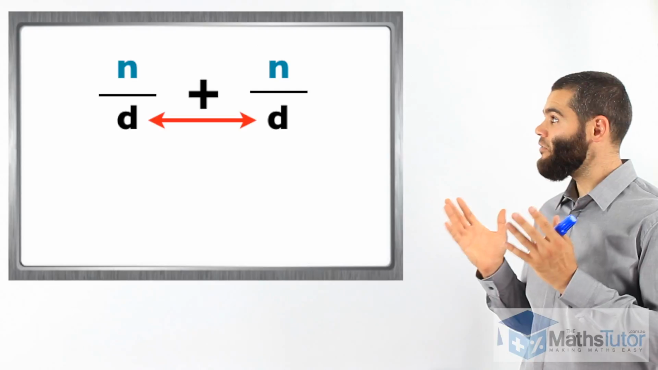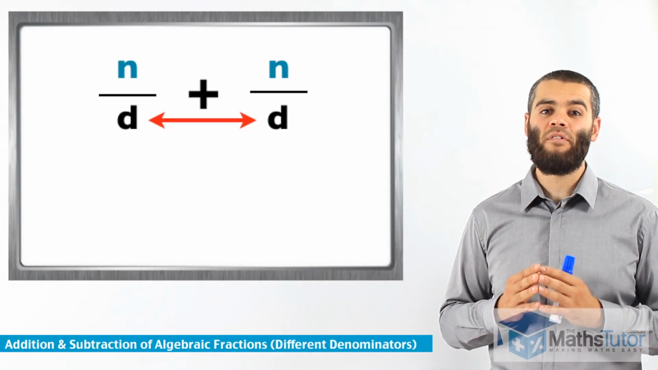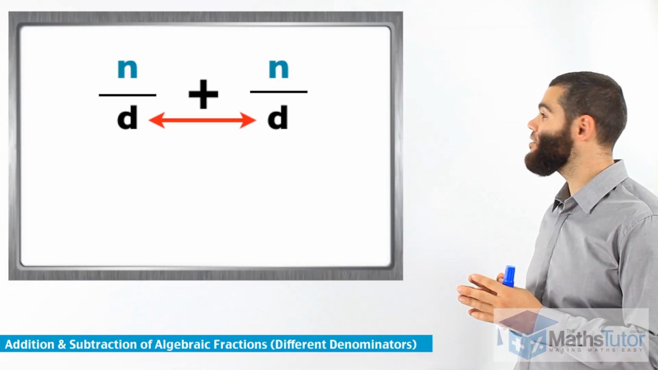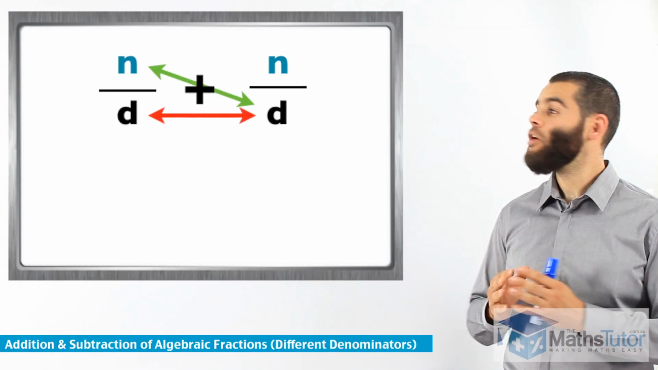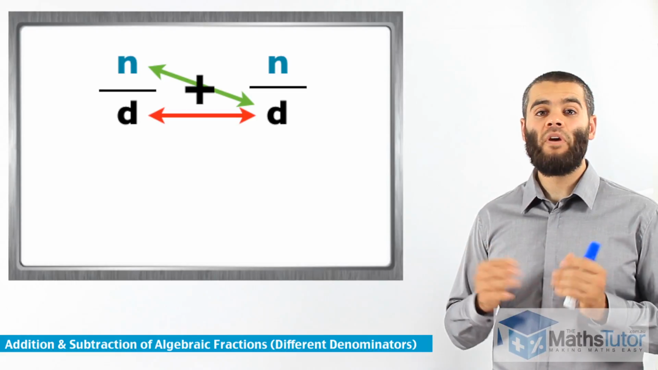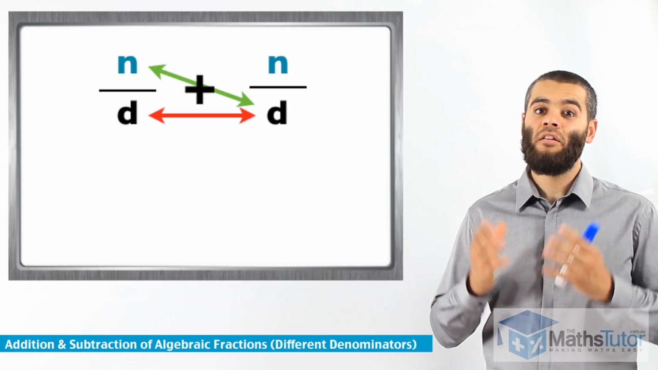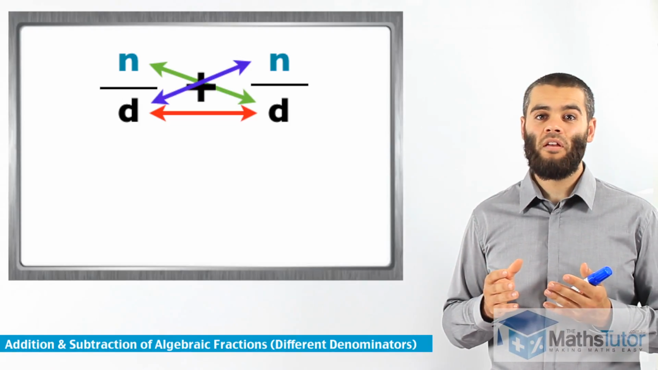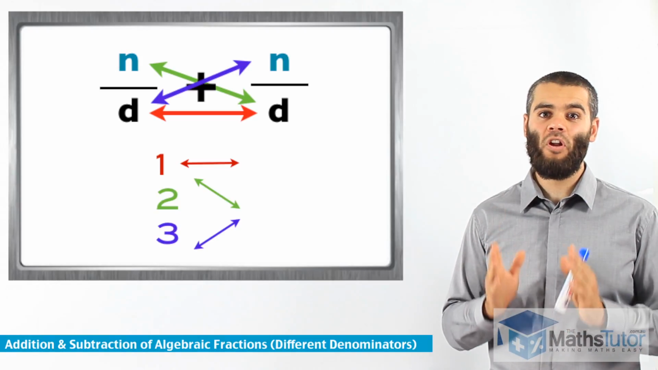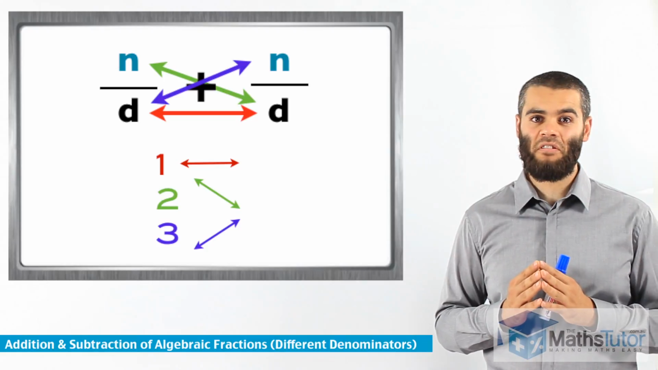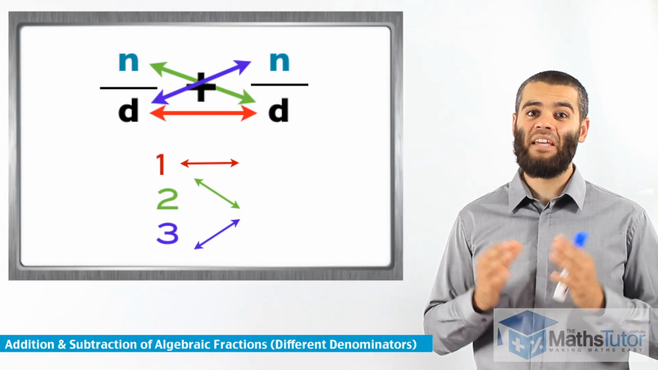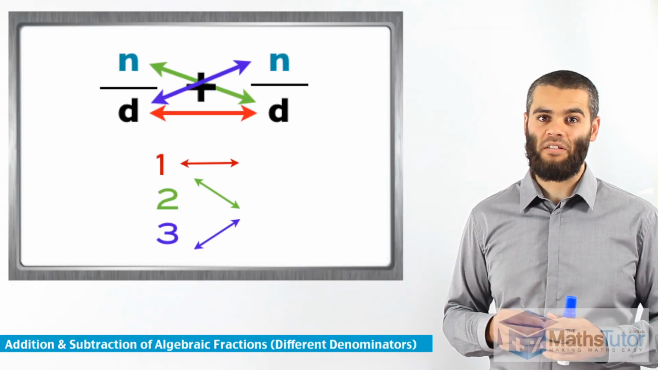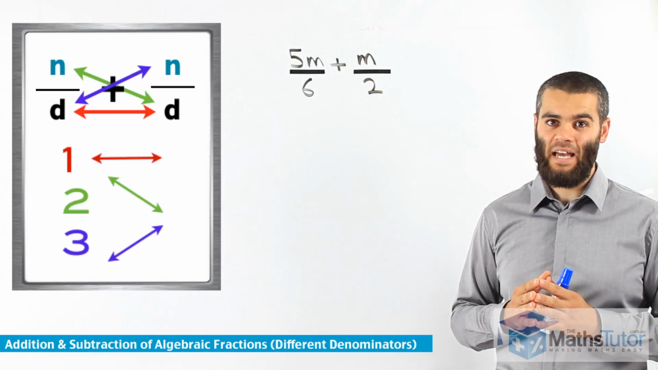First, to make the denominators the same, when we have a fraction that is adding or subtracting to another fraction with a different denominator, we multiply the denominators first. Then we multiply the first numerator with the second denominator. Thirdly, we multiply the second numerator with the first denominator. So we follow these three steps. Let's see how it's done using the examples we have.